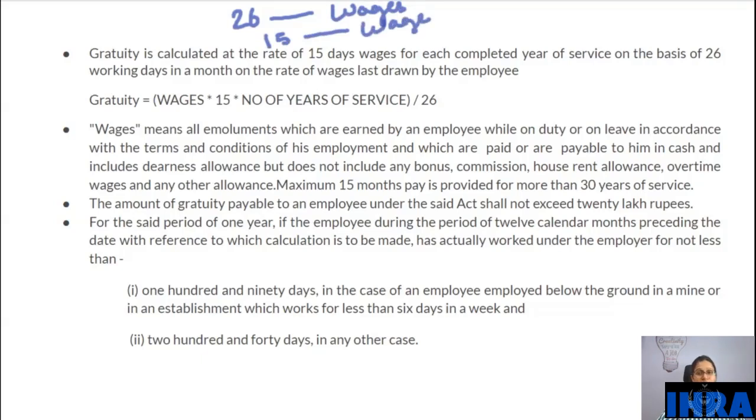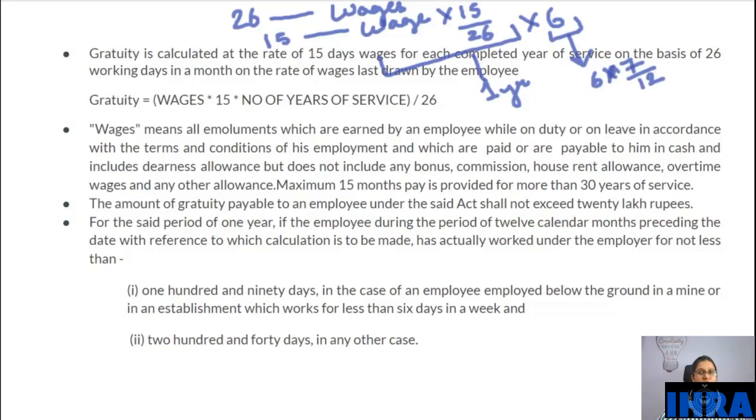Wage into 15 by 26, right? This is for 1 year. Now suppose he has worked for 6 years, so into 6. This indicates the number of years of service. Suppose it is 6 years 7 months, so we will multiply by 6 and 7 by 12, using the fraction method. So like this we calculate the gratuity.